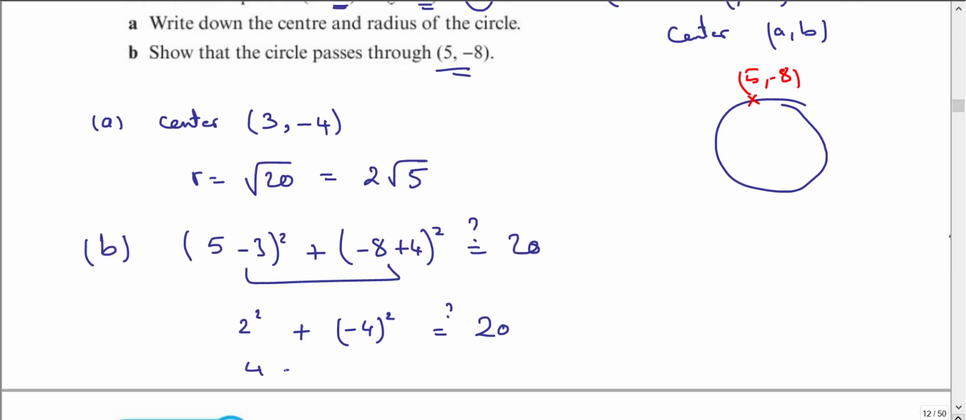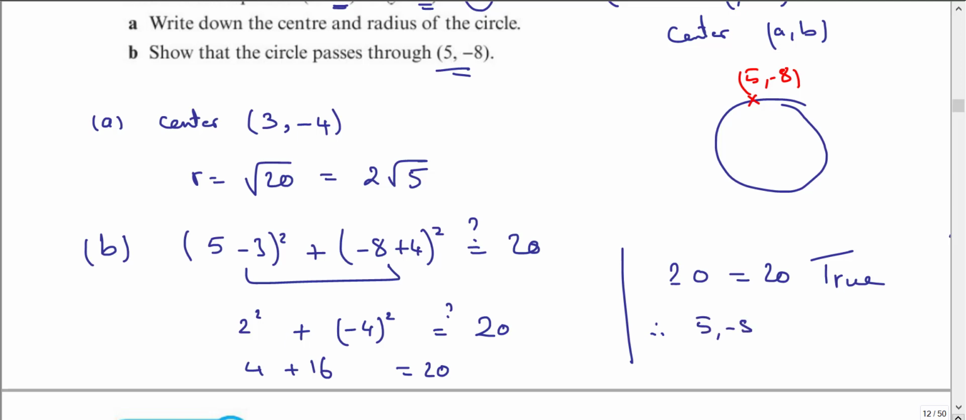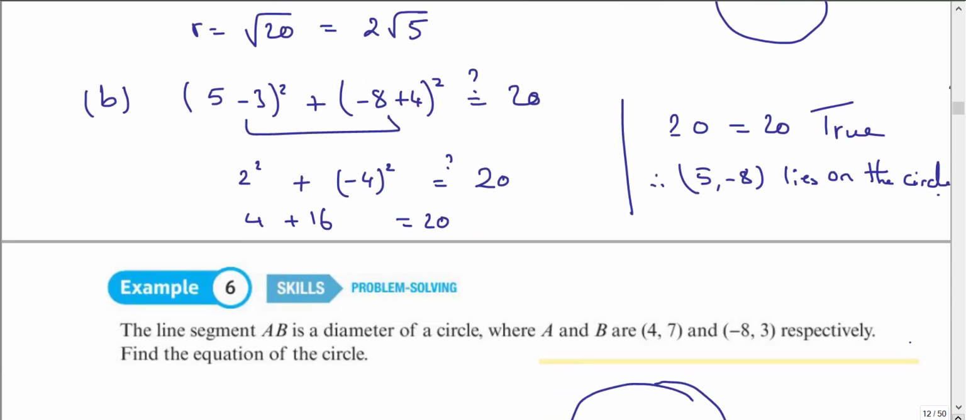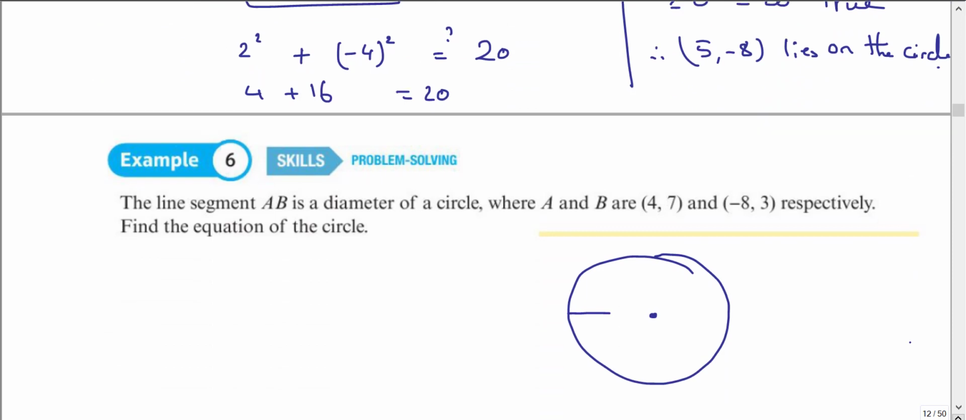So this is 4 plus 16. Is 4 plus 16 equal to 20? If it is, this is true. Therefore, 5 and negative 8 lies on the circle. You get this? Well, it's difficult. That's easy.